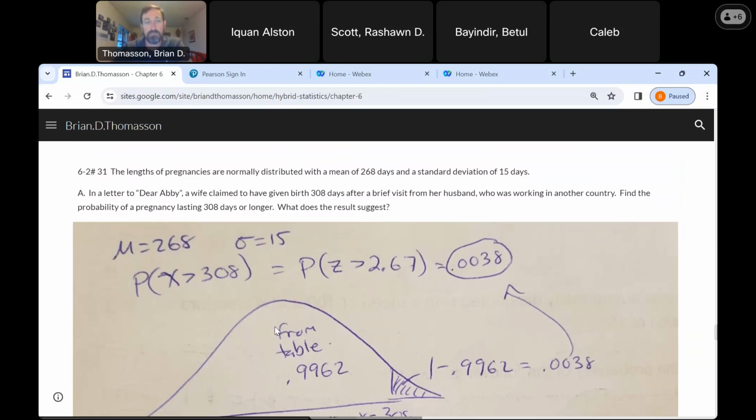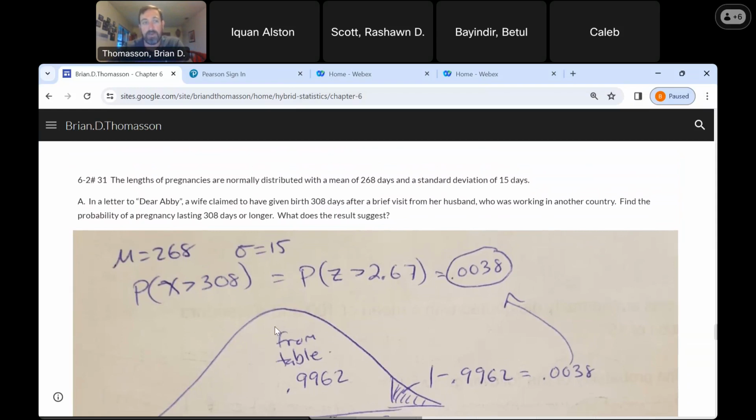All right, so it says the length of pregnancies are normally distributed with a mean of 268 days. So we've changed our mean and standard deviation, and a standard deviation of 15 days. In a letter to Dear Abby, a wife claimed to have given birth 308 days after a brief visit from her husband who is working in another country. Find the probability of pregnancy lasting 308 days or longer. What did the results suggest?